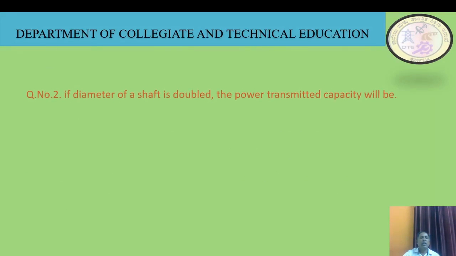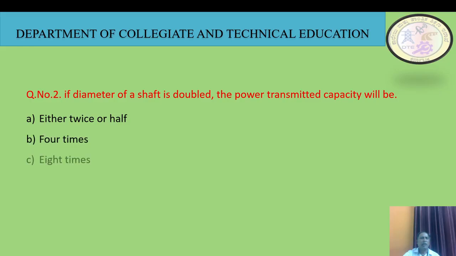Next question. If diameter of shaft is doubled, then the power transmitted capacity will be either twice or half, 4 times, 8 times or same? The answer will be C, that is 8 times. The diameter is doubled, the power transmitted capacity will be increased by 8 times.